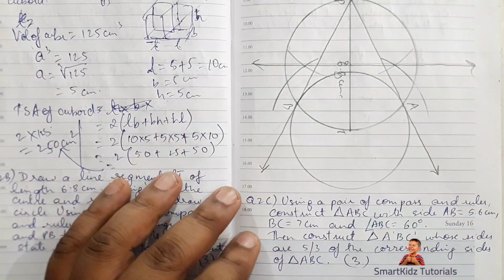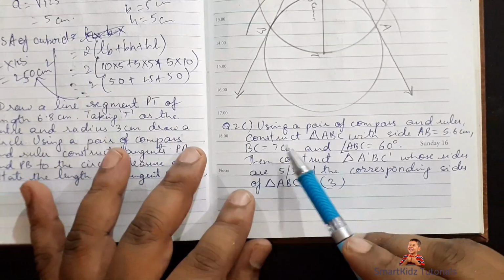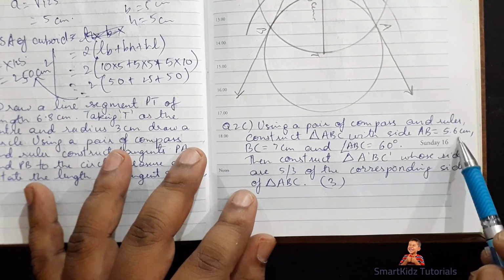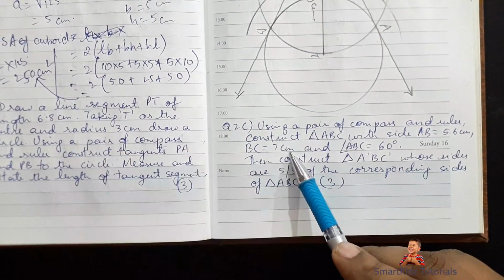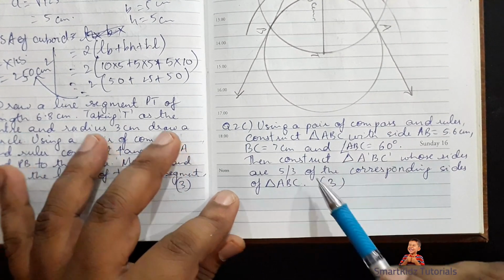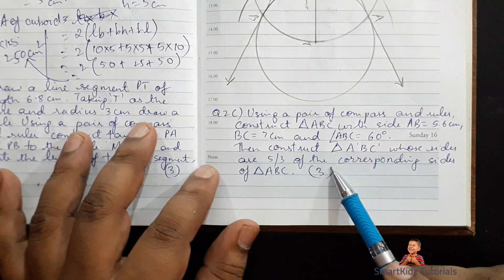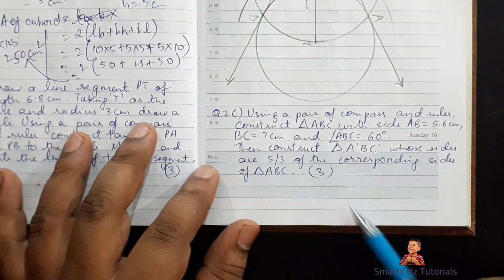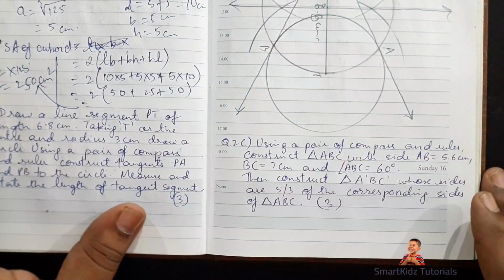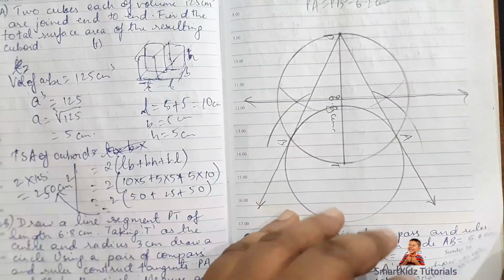Next is also another construction for 3 marks. So this was for 3 marks, and there's another one. Using a pair of compass and ruler, construct triangle ABC with side AB equal to 5.6 centimeters, BC equal to 7 centimeters, and angle ABC equal to 60 degrees. Then construct triangle A dash B C dash whose sides are 5/3 of the corresponding sides of triangle ABC, for 3 marks. Okay, so first we'll draw a line BC 7 centimeters, and we'll go ahead from there.